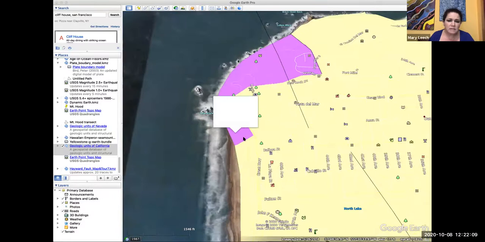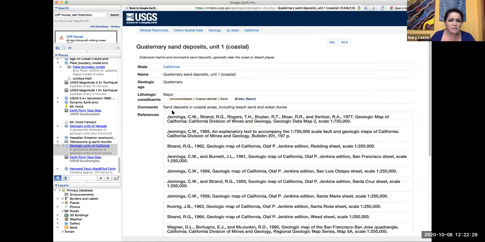Yeah, same unit. But a lot of houses are on Quaternary, like loose sediments that aren't even lithified yet, like Quaternary sand deposits. So it says extensive marine and non-marine sand deposits generally near the coast or desert playas. Obviously this is near the coast in our case. Sand deposits in coastal areas, including beach sand and aeolian dunes. I mean sand dunes, and aeolian just means wind blown. And the Quaternary age is the youngest age on the geologic timescale.